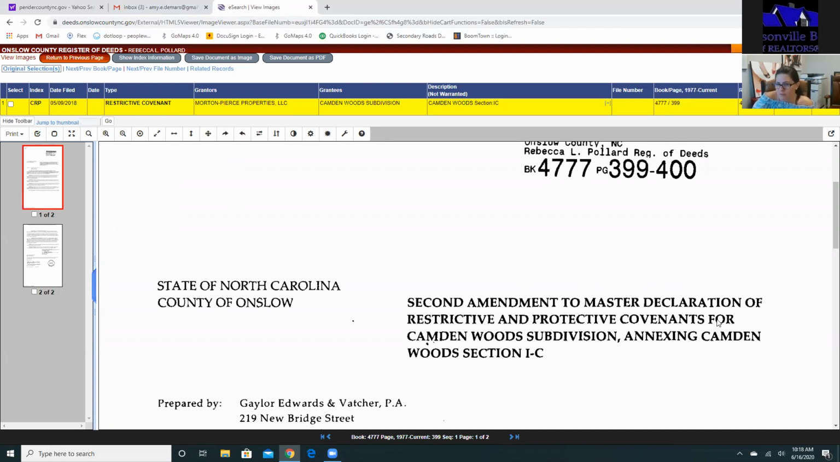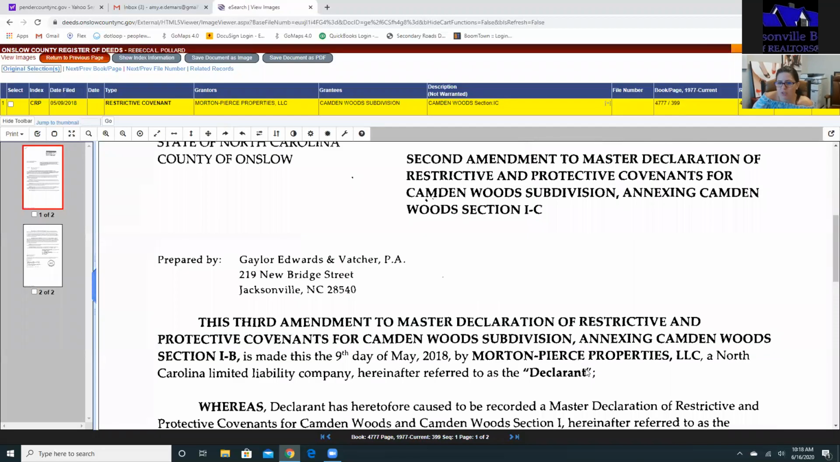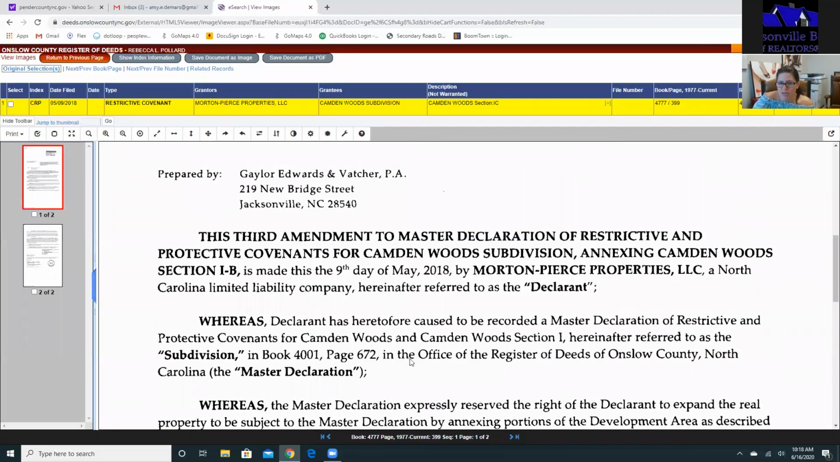So what we are looking for now are those master declarations. Again, we found them by going up to the book and page, but you'll also be able to find them if you start reading through here, and it's going to tell you. So it's going to tell you that section 1 was recorded in 4001-672. Okay.